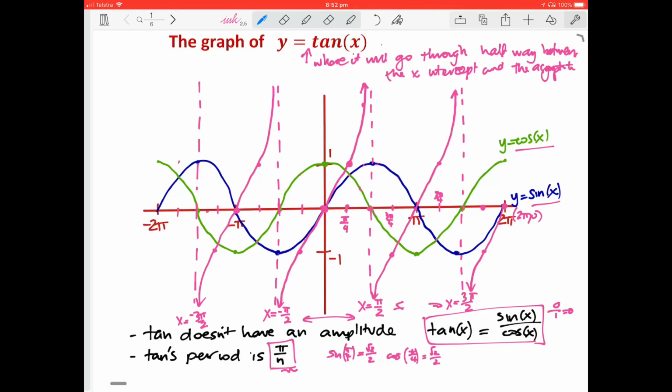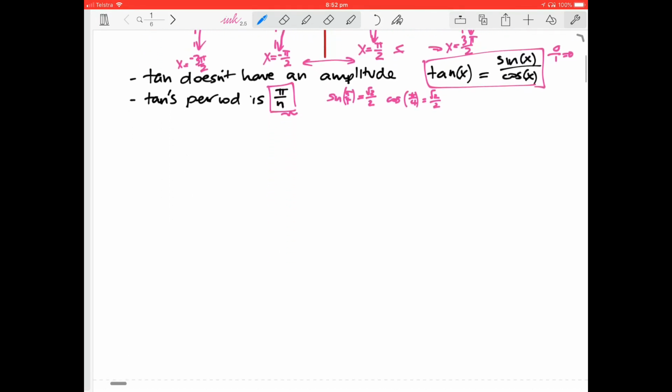Halfway between these, it's going to go through positive 1, it's going to go through 0, so it's going to look like a bit dodgy again. Okay, so there's our graph of tan from negative 2 pi to pi. Now, in short, I'm just going to do a breakdown here.